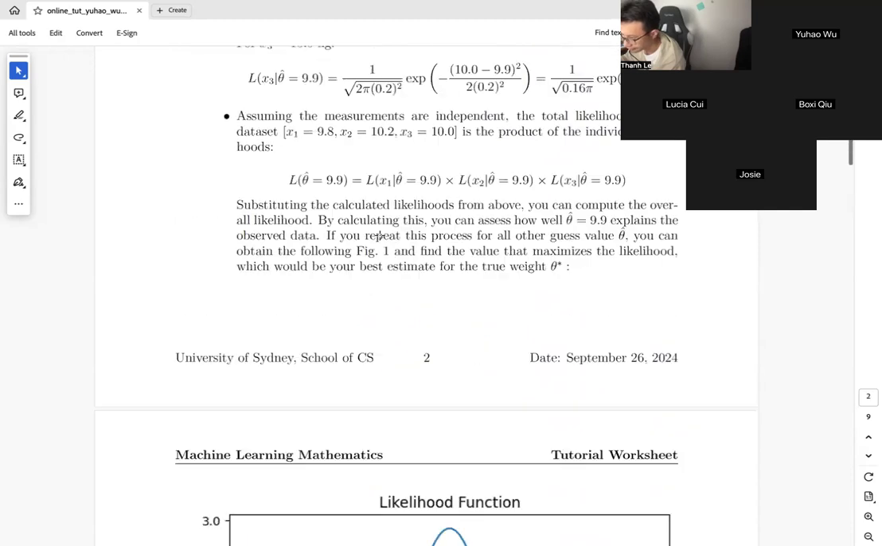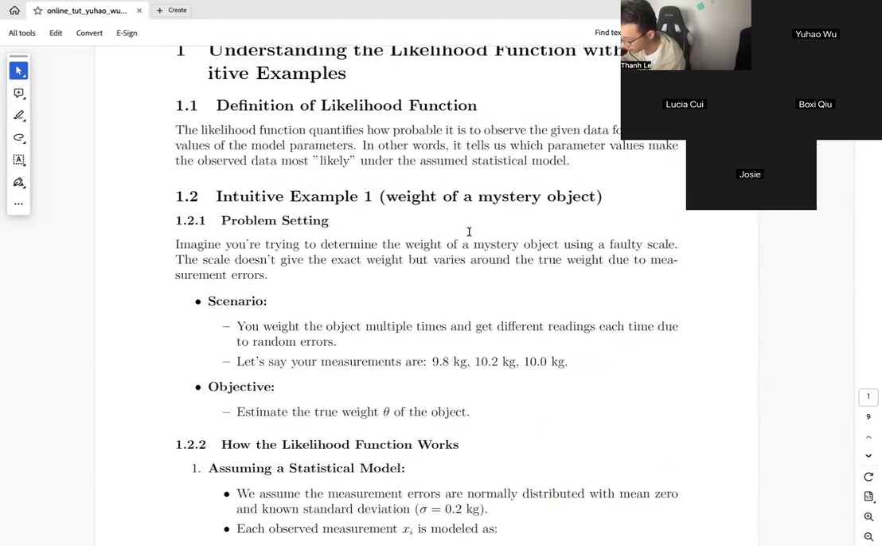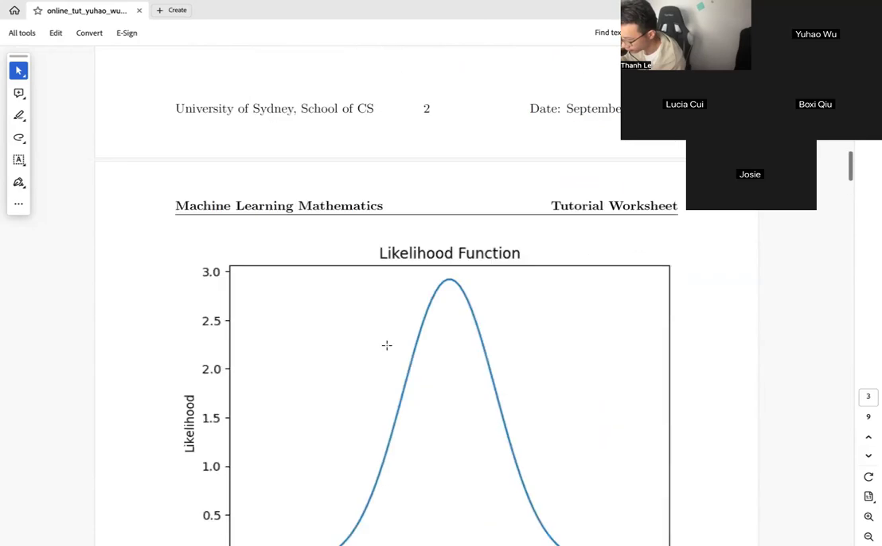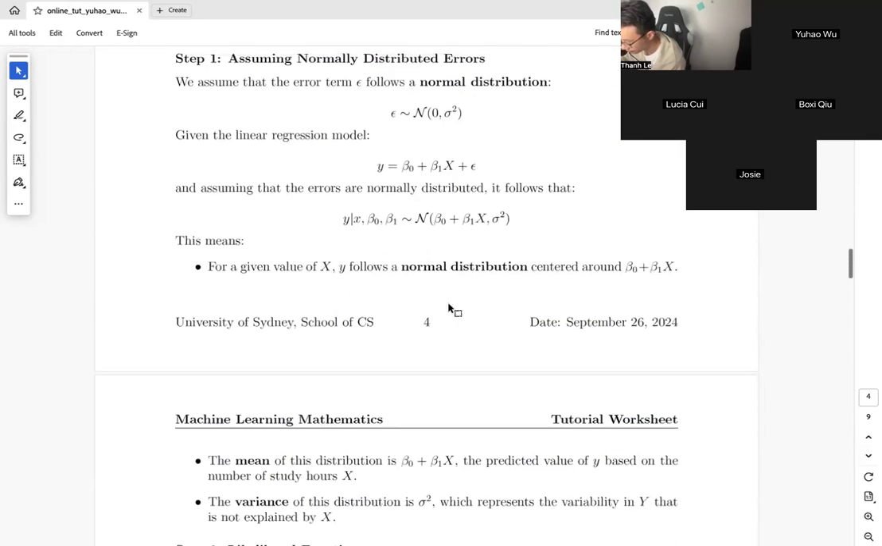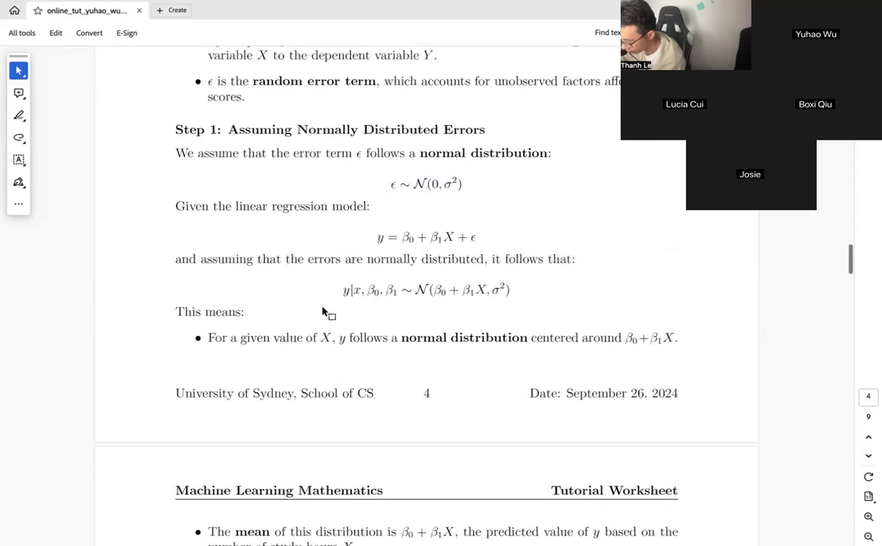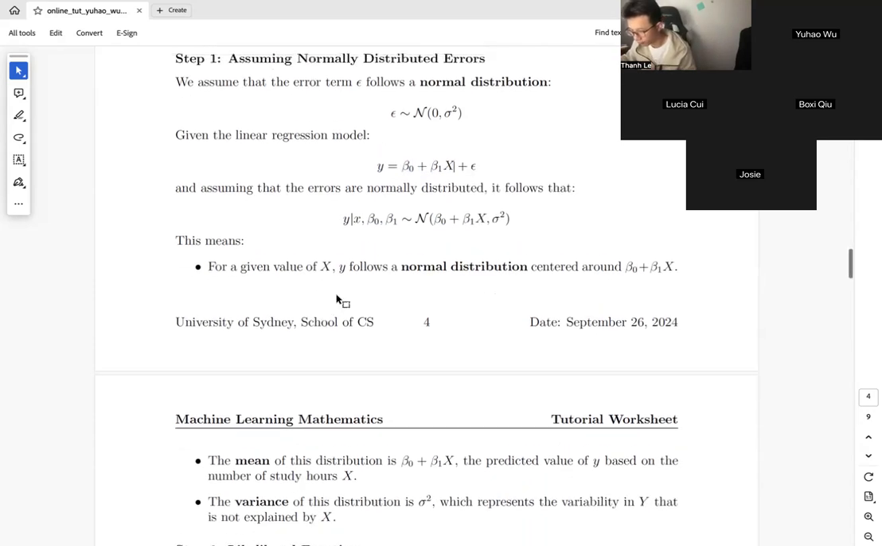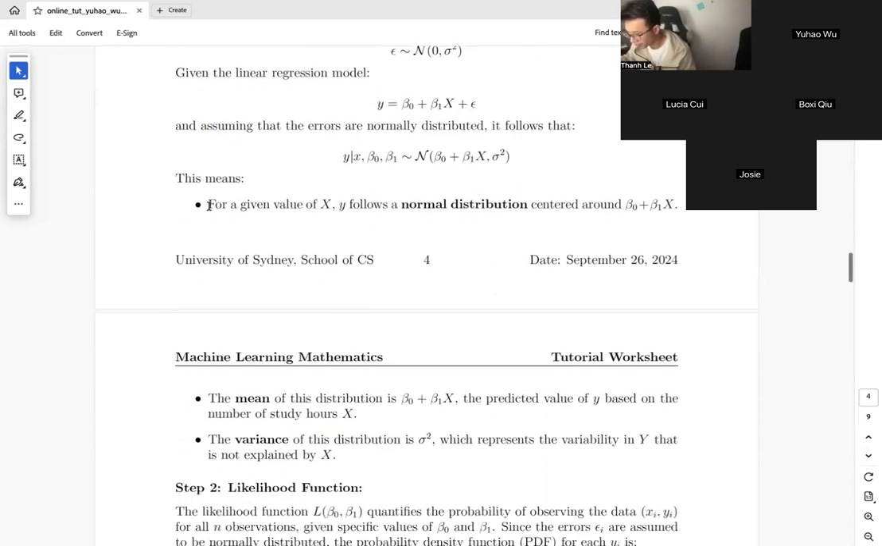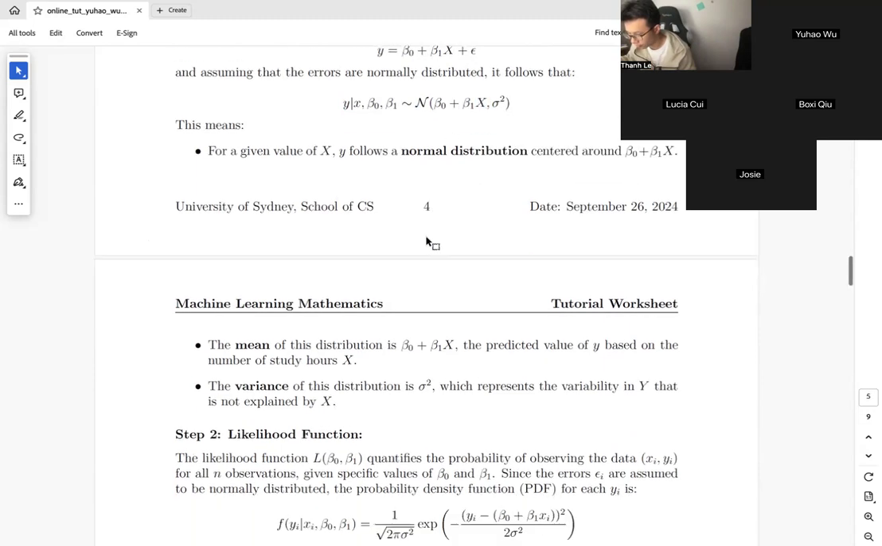Okay, for the linear regression function, the whole process is the same as the previous example. First, we assume epsilon belongs to the normal distribution, and our y also belongs to a normal distribution with a different mean. This is the assumption. This means that for a given x, y also follows a normal distribution centered around beta 0 plus beta 1 times x.